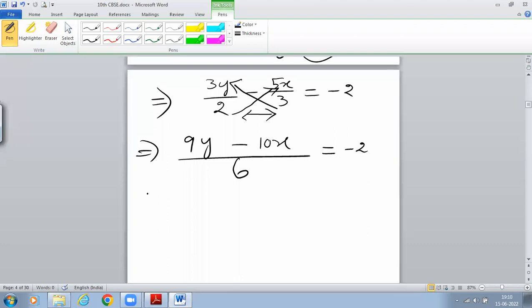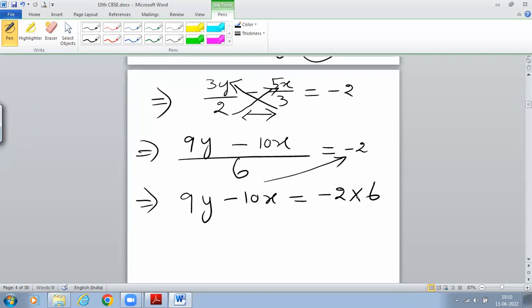Now the next step is, we can take this 6, which is in the denominator, to the right hand side. Listen, this 6 is in the denominator, that is in division form. So when a number in the denominator or division is taken to the opposite side, it becomes multiplication. So 9y minus 10x is equal to, already minus 2 is there, so minus 2 into 6.